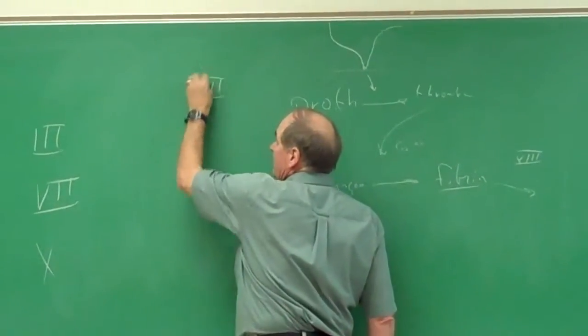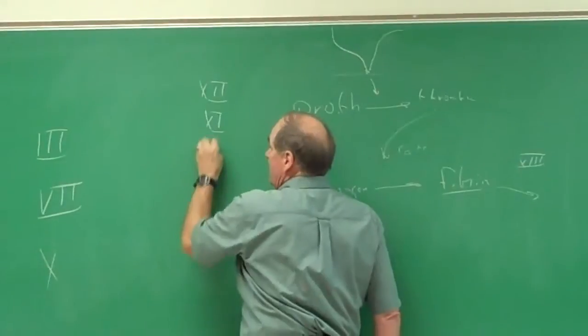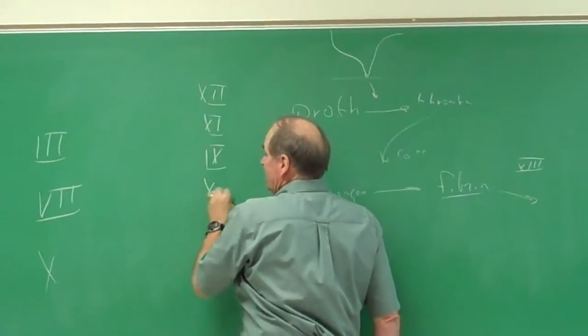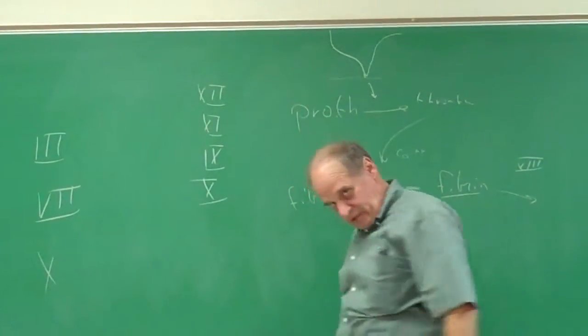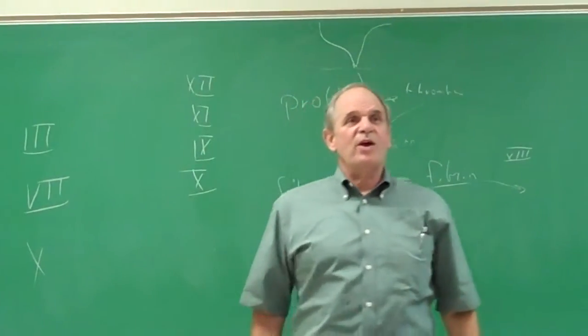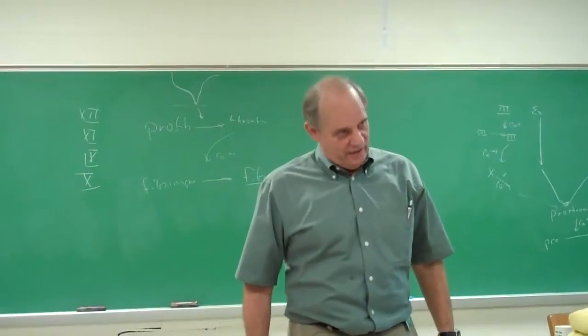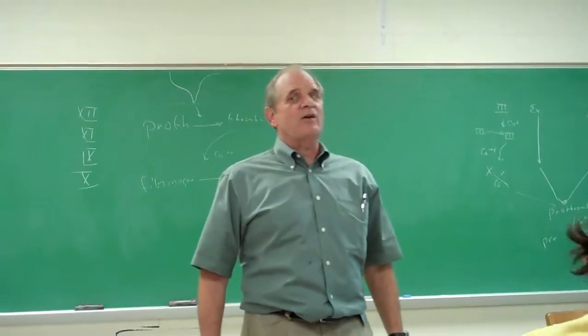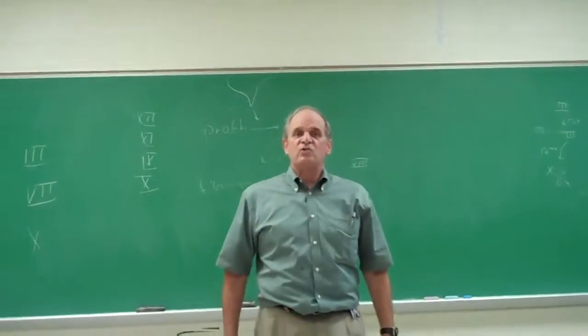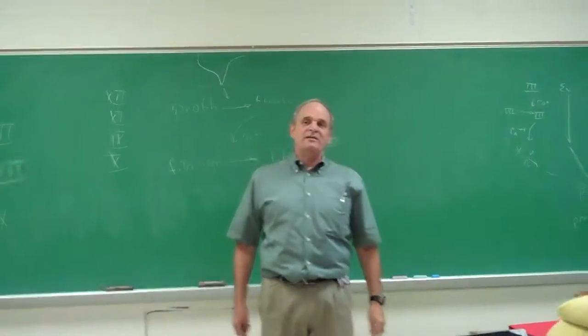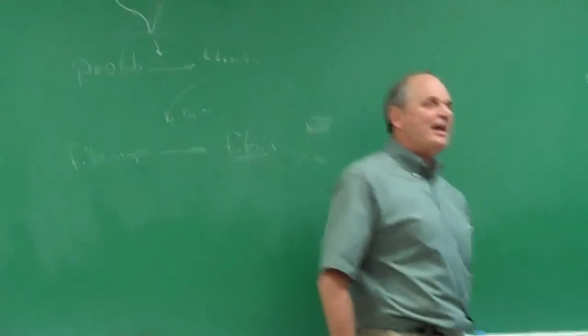12, 11, 9, 10. The other one was what? 3, 7, 10. Now, 12, 11, 9, 10. You remember that order? 12, 11, 9, 10.